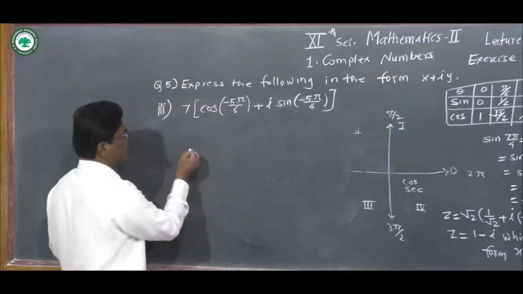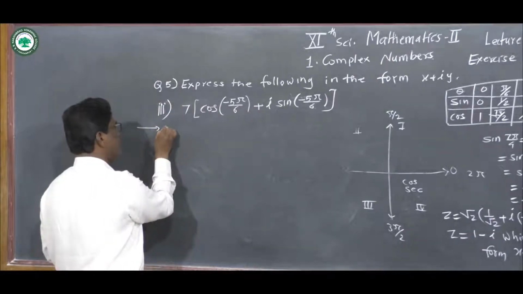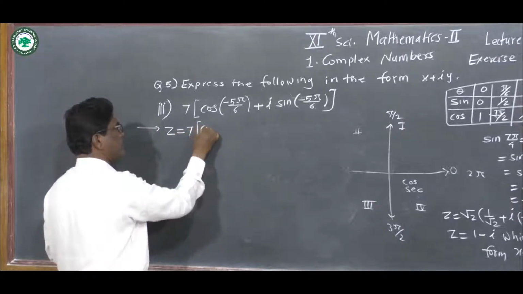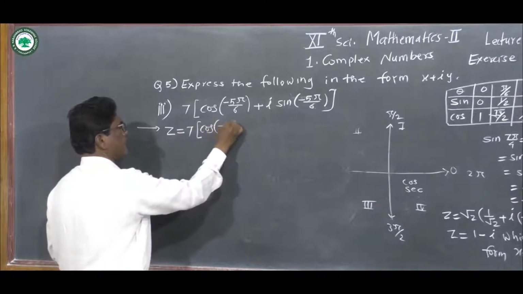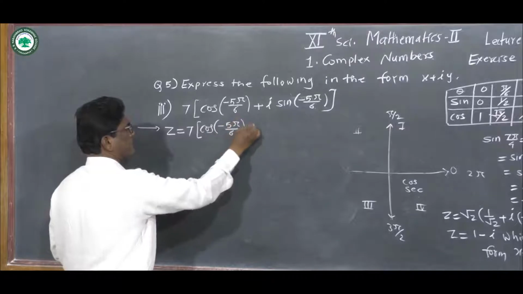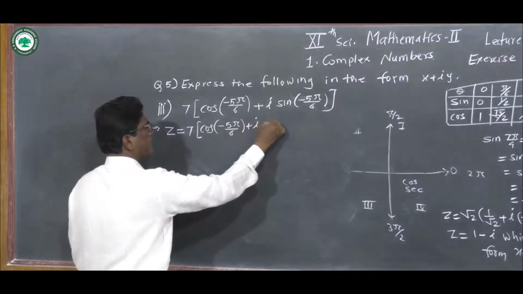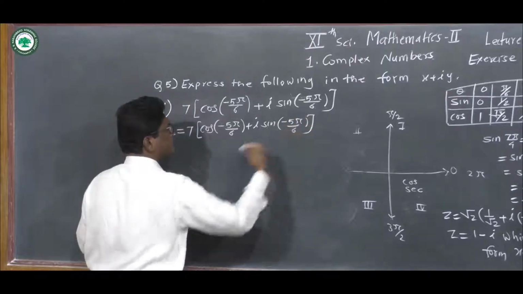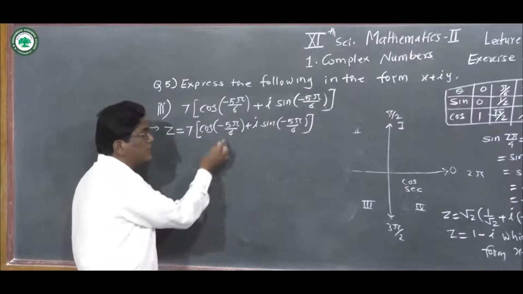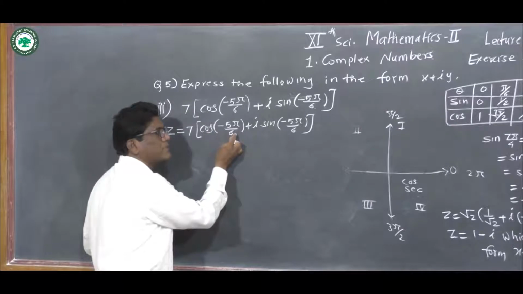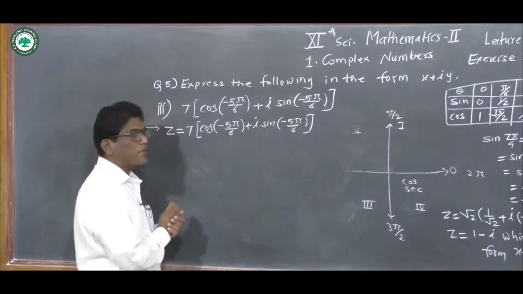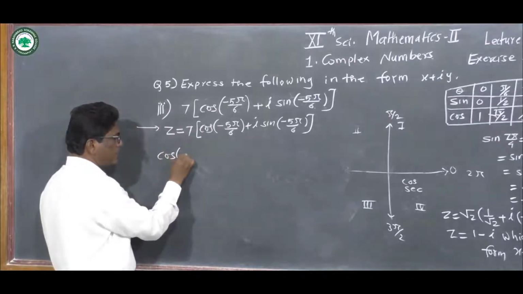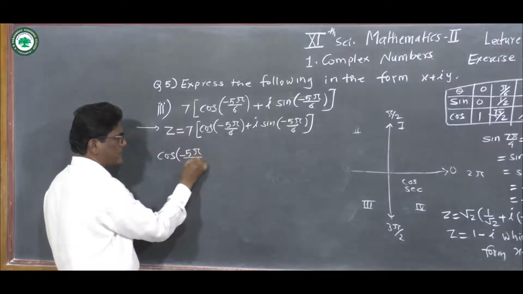Firstly call this Z. So let Z is equal to 7 in the bracket cos of minus 5 pi by 6 plus i into sine of minus 5 pi by 6. Now we have to find the value of cos of minus 5 pi by 6 and sine of minus 5 pi by 6. So let us see cos of minus 5 pi upon 6.